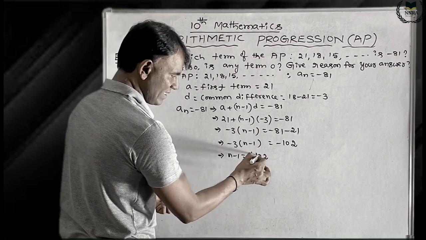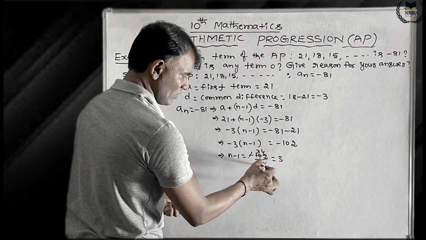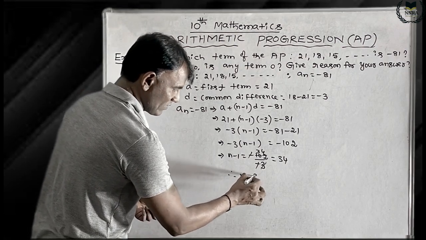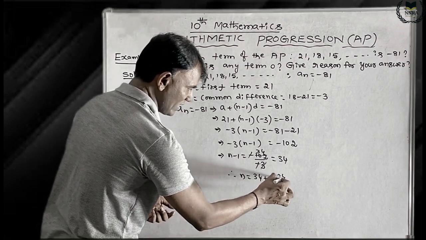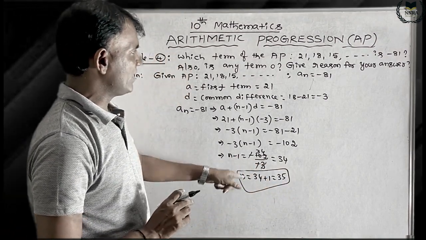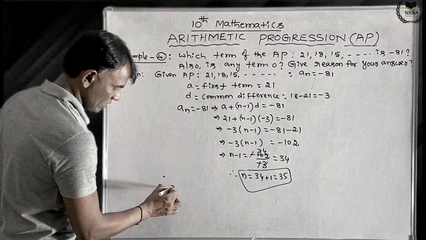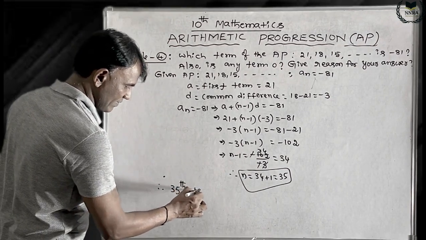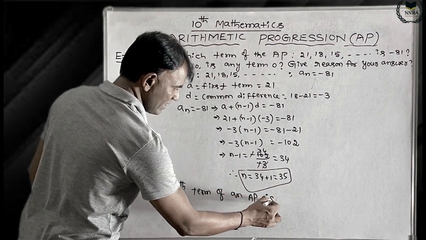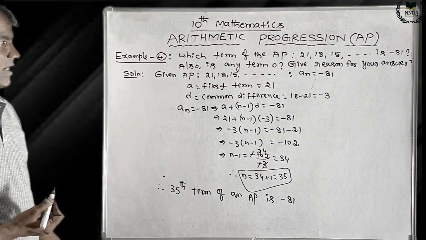Minus minus cancel. 3 3 is 9. So 12 means 3 4 is 12. Then how much? 34. Now we want n value. So n equal to 34 plus 1 equal to how much? 35. So what is the meaning of this? 35th term of AP is minus 81. So write here, therefore, 35th term of an AP is minus 81. So this is part 1.